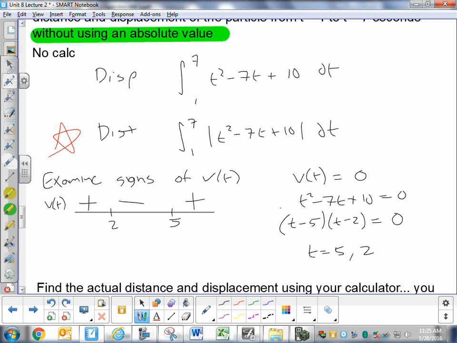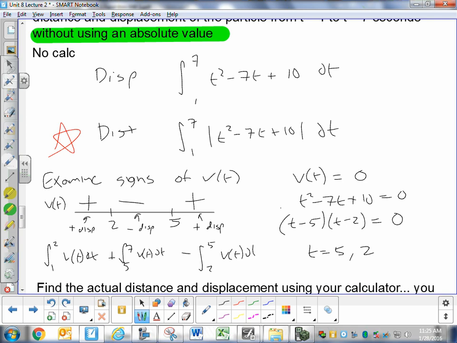Okay, now that I have that, I know this is when I'm moving to the right, I'm going to have a positive displacement. This is when I'm going to be moving to the left. That means I'll have a negative displacement. This is when I'm moving to the right, positive displacement. Add your positive displacements. 1 to 2, 5 to 7, subtract your negative displacement from 2 to 5.